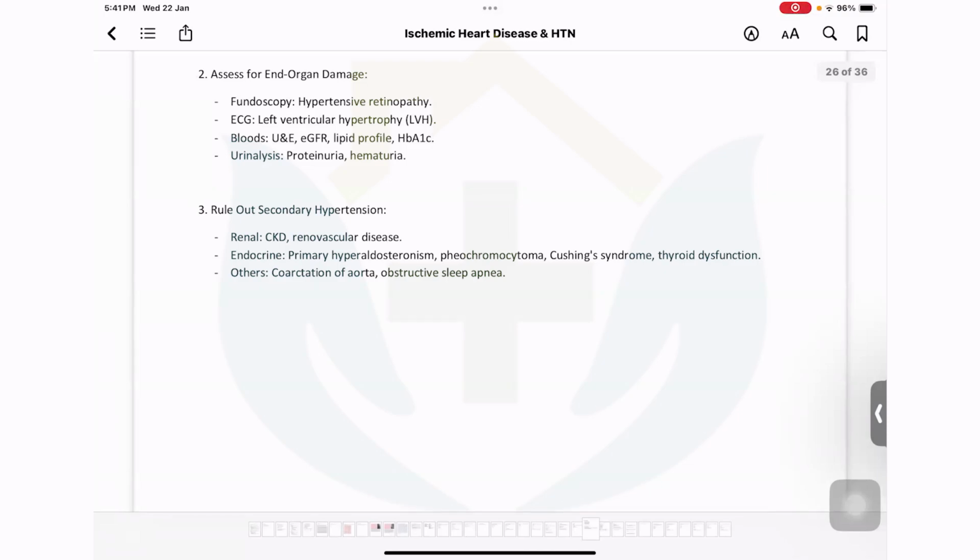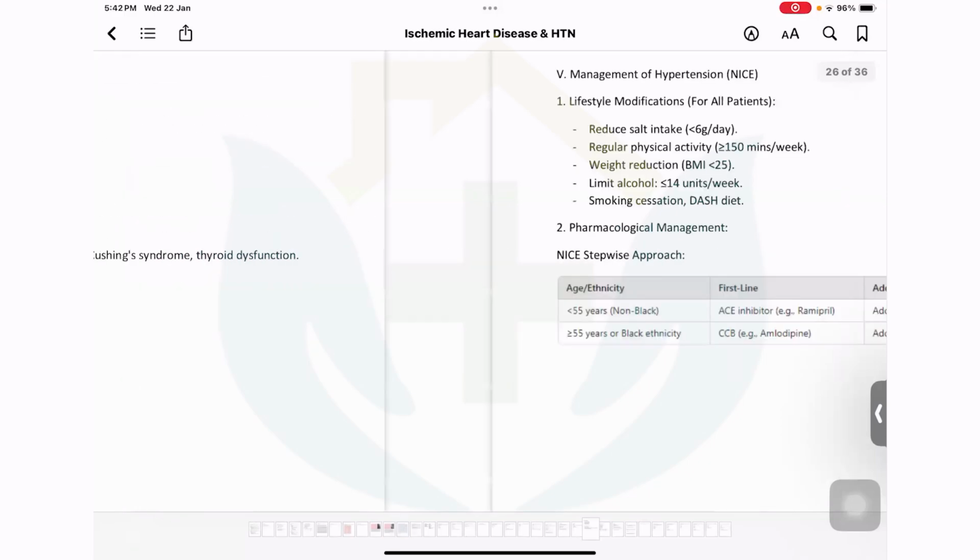In young adults, less than 40 years of age, and in refractory hypertension, in people whose blood pressure you are unable to manage, you should always rule out secondary hypertension. Usually in kidney patients, in renovascular disease, in primary hyperaldosteronism, Cushing's, thyroid dysfunction you can find, or structural heart disease like coarctation of the aorta, and then of course obstructive sleep apnea. You should always rule out these in young people and in refractory cases.